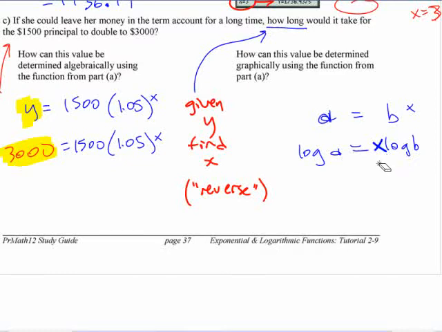Okay, to solve that then, you just isolate the x. X equals, you divide that. The difference is here we got this number in front. How do we deal with that number in front? What's one way you could deal with the number in front?